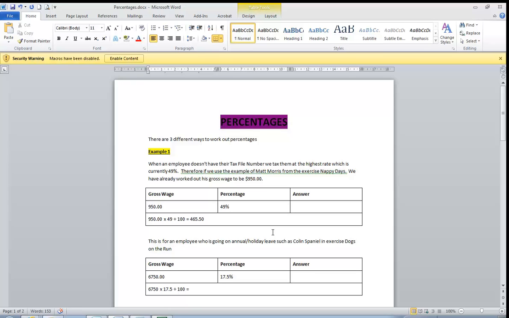Today I'm going to show you how to work out percentages. There are 3 different methods I will show you. You can then decide which method suits you. The first is what I call the long method.